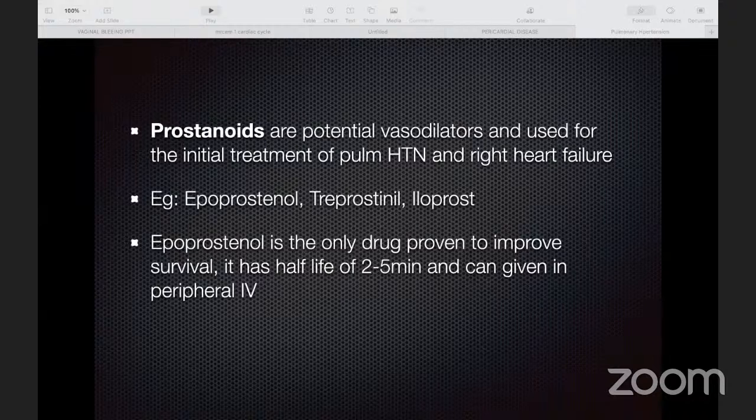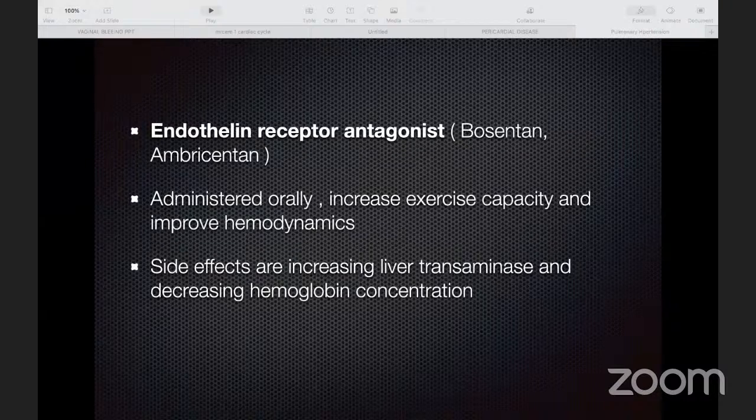The common examples are epoprostenol, treprostinil, and iloprost, and epoprostenol is the only drug proven to improve survival. It has a half-life of 2 to 5 minutes and can be given through a peripheral IV line. The next one is the endothelin receptor antagonist. The common examples are bosentan or ambrisentan, and these can increase the exercise capacity and improve hemodynamics, and these are given orally. But side effects are increased liver transaminase and decreased hemoglobin concentration. So these must be assessed at a later stage after the initiation of the endothelin receptor antagonist.